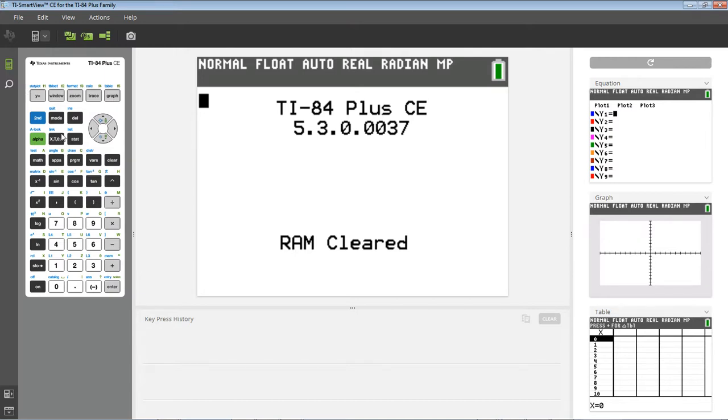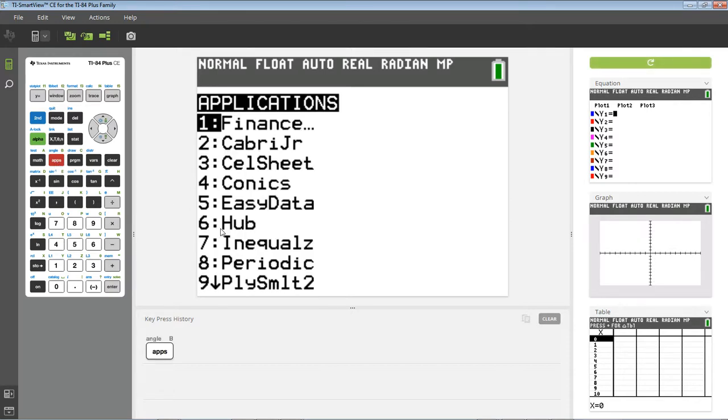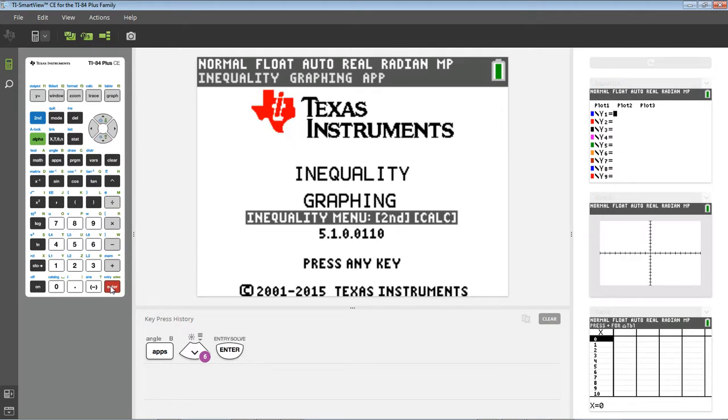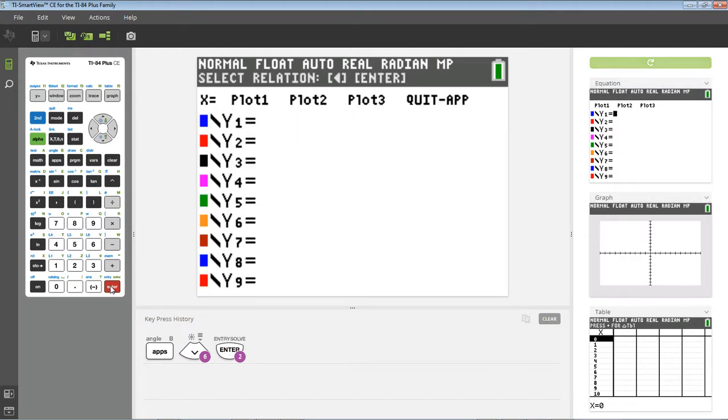All right, so what we're going to do is let's just check and see if that inequality graphing application is on this emulator. So I'll click Apps. Okay. And then it says 7 is Inequalz. So we'll use the cursor to go down to 7 for Inequalz. Hit Enter. Okay. And now we're here in the inequality graphing utility.